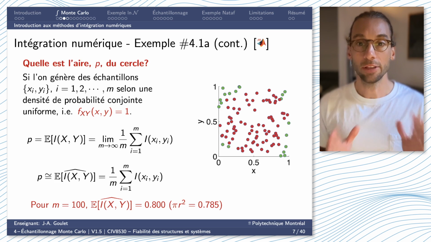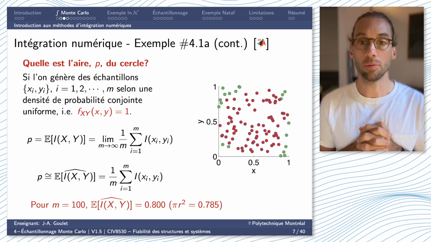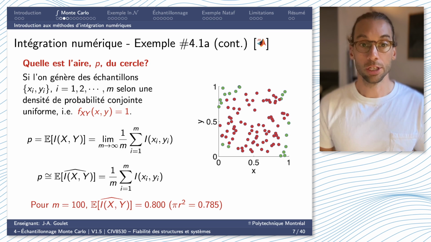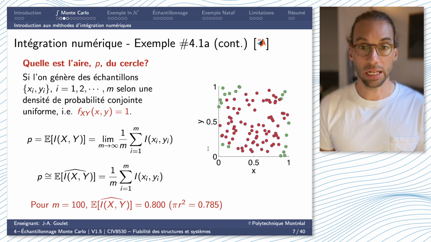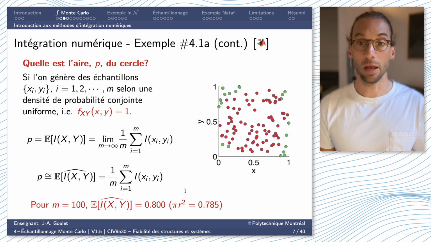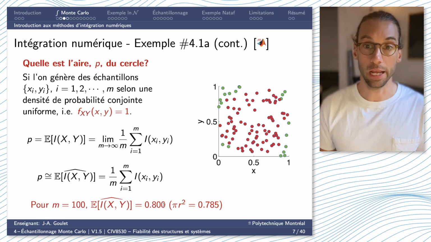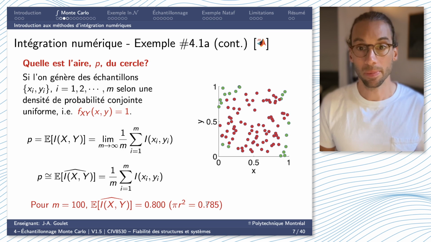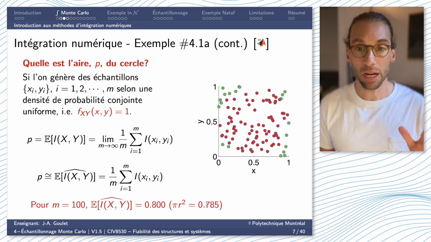So we're going to try first a fairly limited number of samples. We're going to use m equals 100 samples. In the example I've plotted here, 80 of those 100 samples are within the circle. So my estimator for the area of the circle is 0.8. Whereas if I compute the exact formula, pi r squared, I'm going to have 0.785. So I'm close to it, but I'm not exactly on it.